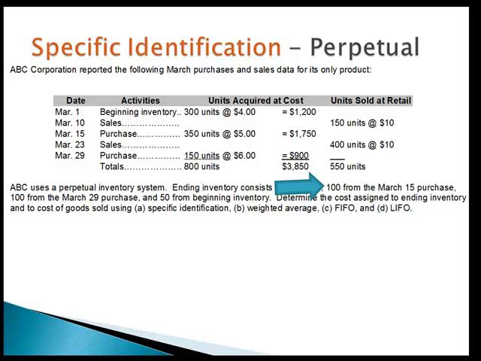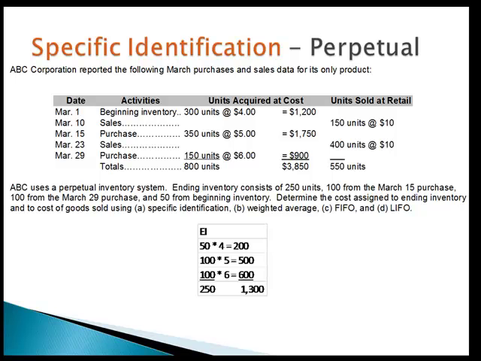So under specific identification, we would know how much is in our ending inventory just by looking at, okay, 100 units came from the March 15th purchase. The March 15th purchase cost us $6. The March 29th purchase, there was 100 units, and those units cost us $5. And under the beginning inventory, there was 50 units. Those 50 units cost $4 each.